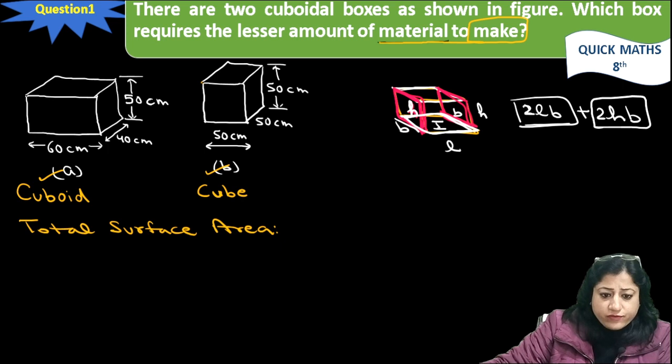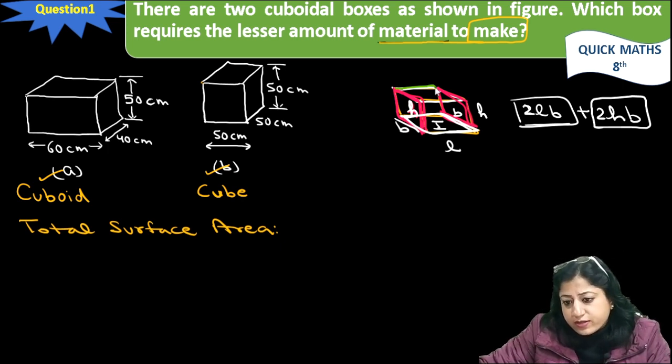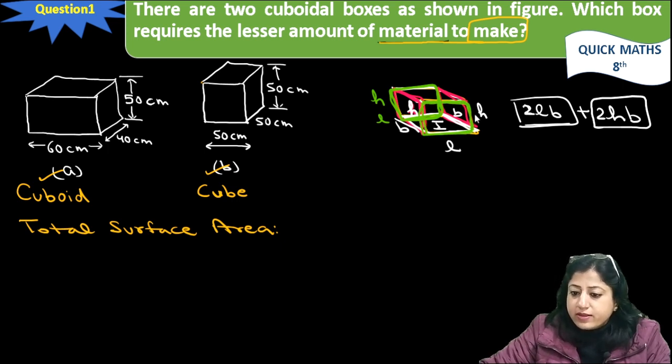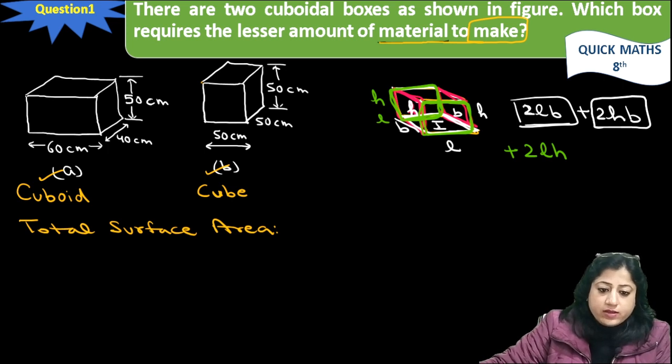Now I am highlighting finally with the green color. The last face, the back face, is this one. In the back face, the bottom is the length and this one is the height. Similarly, this is the front face, with length and height. So it will be length into height, and it is twice. So it will be 2LH.